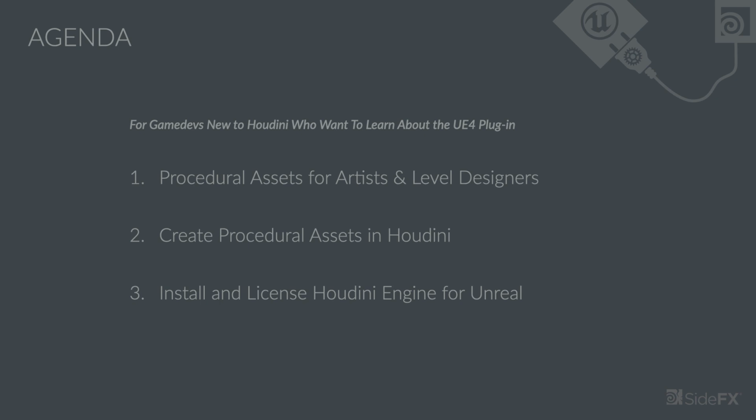So the agenda today is we're going to start by talking about procedural assets for artists and level designers. These are assets that exist that you can use in Unreal to create game art. The second part is how you create your own versions of those assets using Houdini and its node-based workflow. And the third thing we're going to do is learn how to install and license the technology and a little bit about how to set it up properly if you go and work with this on your own.